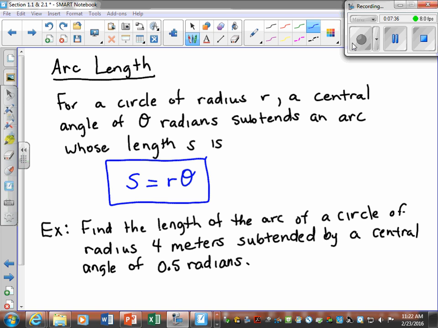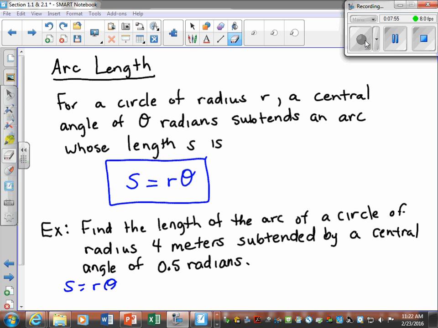Okay, our first example, they're asking us to find the length of the arc, which is denoted by S. They give us the radius is 4, and the central angle is 0.5 radians. So basically we're going to plug it into our formula and solve.